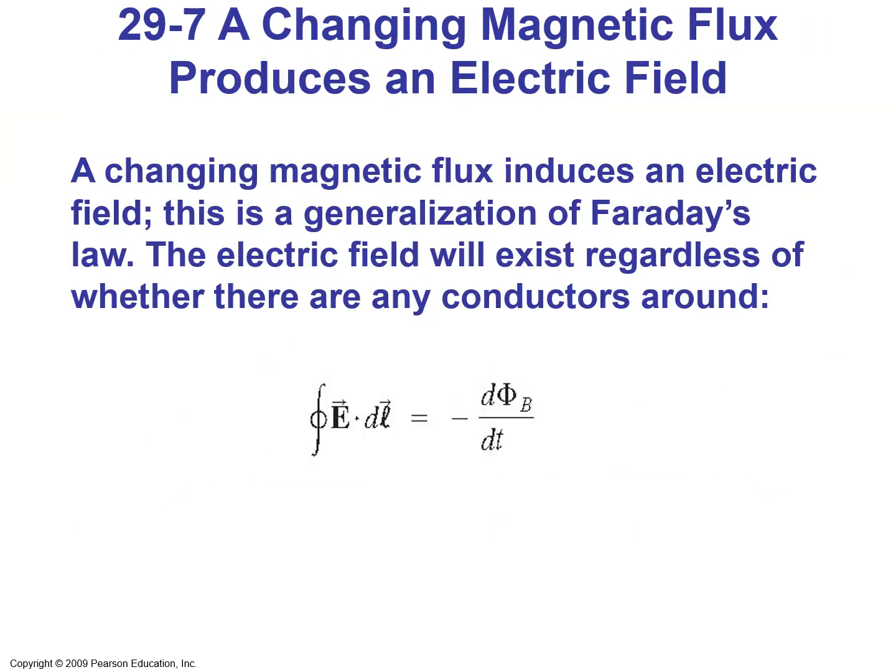Section 7. A changing magnetic flux produces an electric field. A changing magnetic flux induces an electric field. This is a generalization of Faraday's law. The electric field will exist regardless of whether there are any conductors around. Mathematically, we say the integral over a closed loop of E dotted with dl is equal to minus the derivative of magnetic flux.